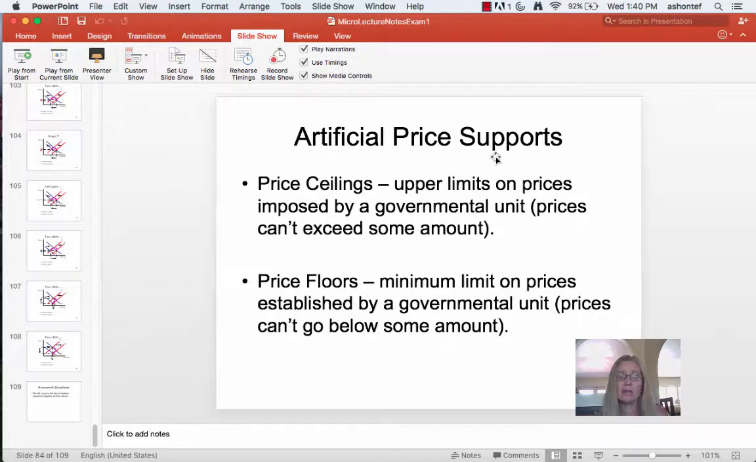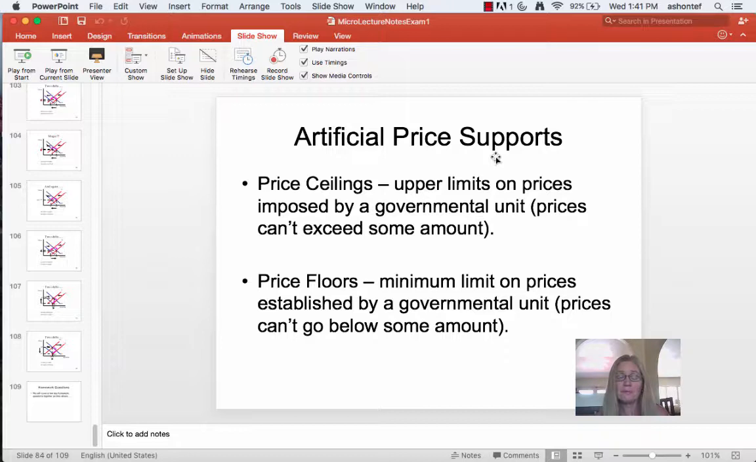Price ceilings are the upper limits on prices imposed by a government unit. So that basically means it's a price that can't exceed or go above some amount. And keep in mind, price ceilings are only problems when they're set below equilibrium. So you want to review your notes about that. But if a price ceiling is set below equilibrium point, that means it's a binding price ceiling.